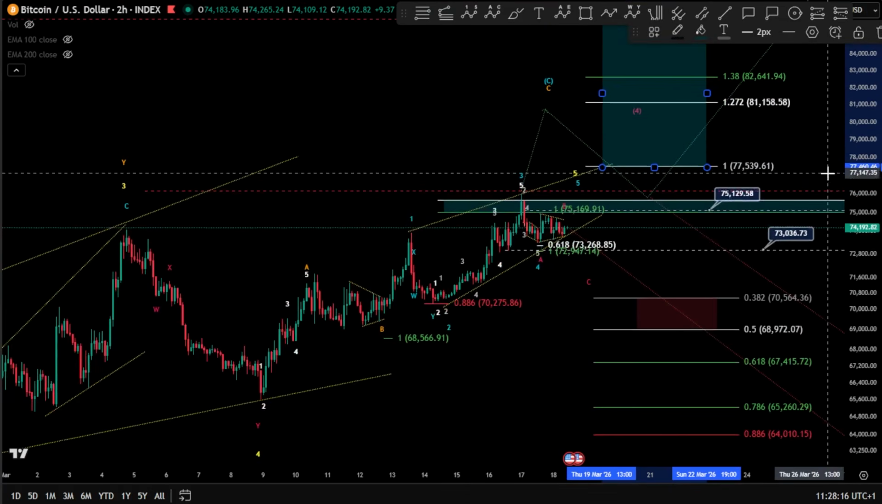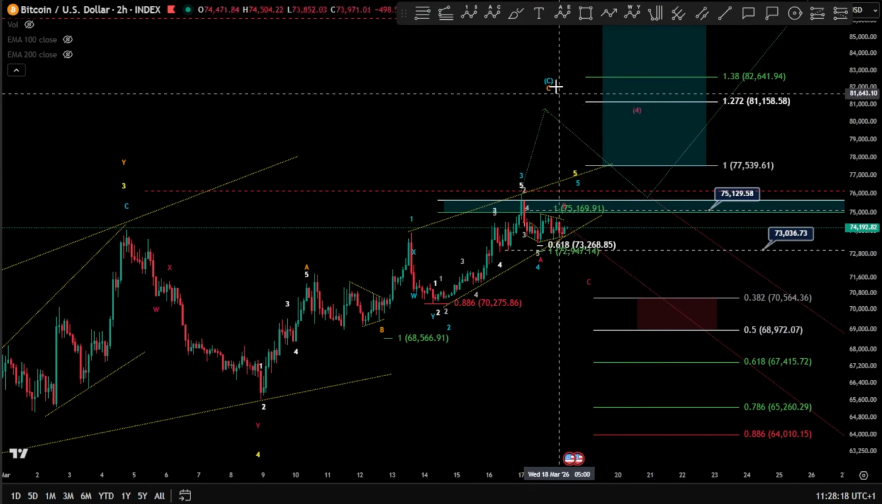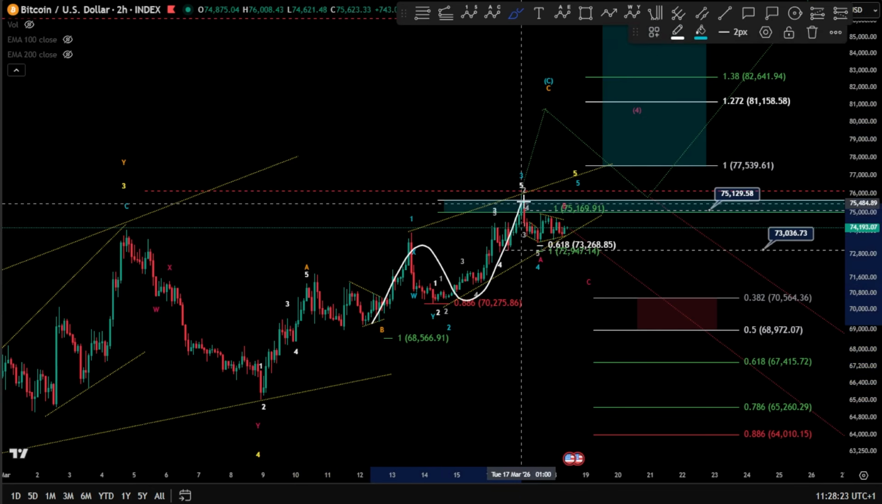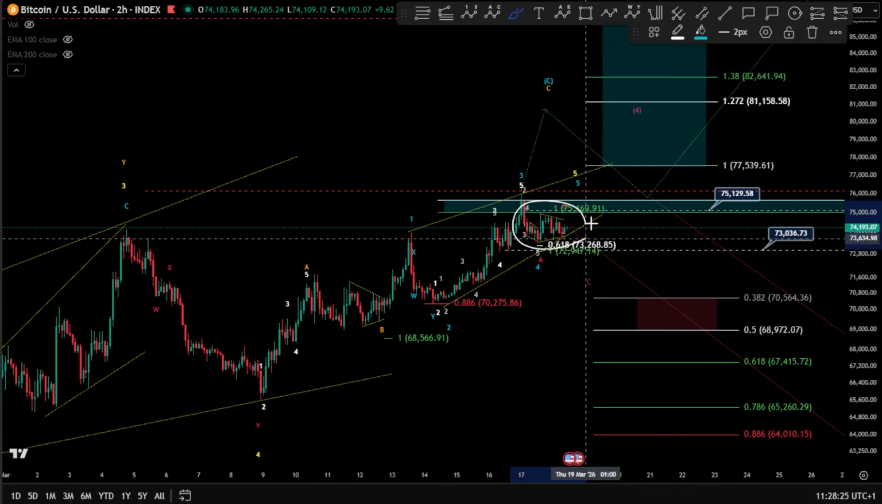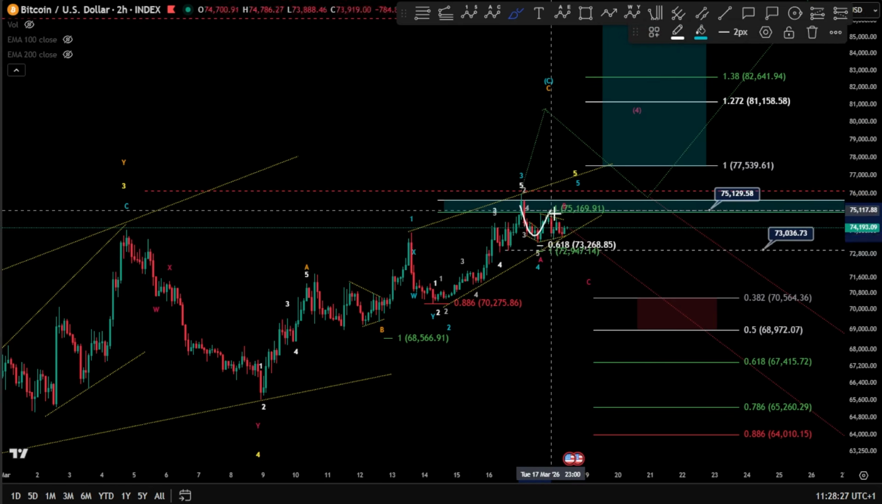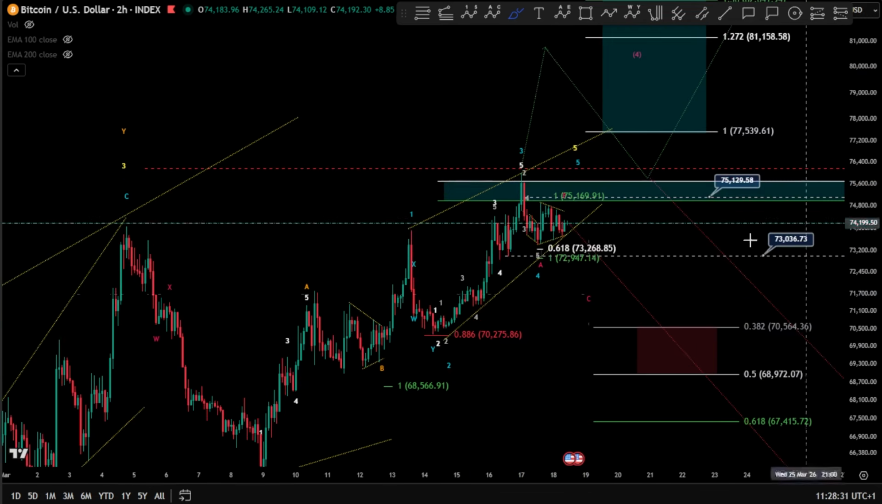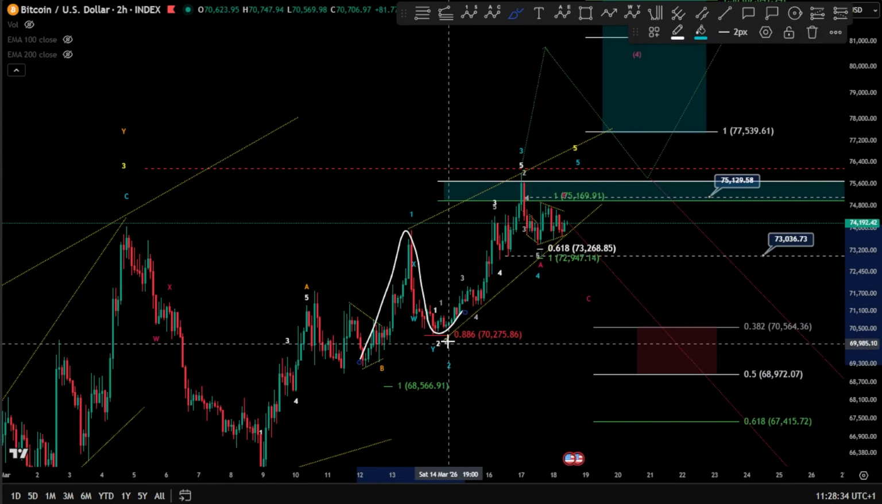That's because I'm still looking for a finished structure here as an ABC. The wave C has to be 1, 2, 3, 4, and a 5. Currently, we're still very likely in a triangle, wave 4 and a 5. And this is what I was talking about here. So very likely we're still here internally.